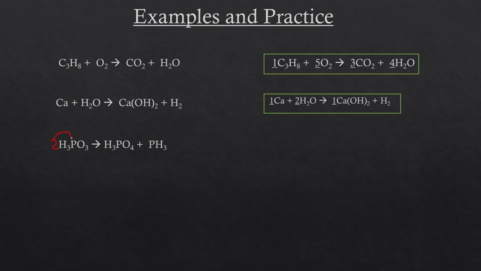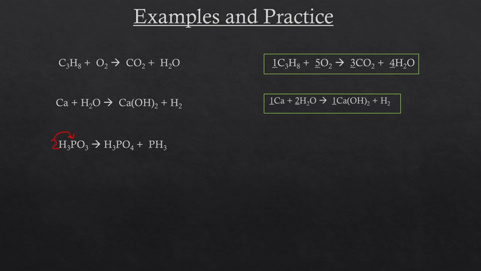So now that I put the two here, that means I have two phosphorus. So let's count the phosphorus in each one. I have 2p on the left side. I have 1p here, 1p here. So 2 equals 2, and the phosphorus is all good to go. All right. Well, that balanced that out.